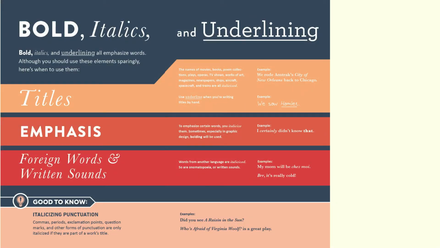Bold, italics, and underlining all emphasize words. Although you should use these elements sparingly, here's when to use them. In titles: the names of movies, books, poem collections, plays, operas, TV shows, works of art, magazines, newspapers, ships.